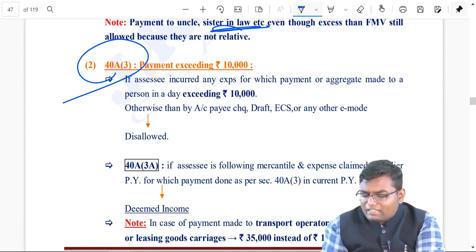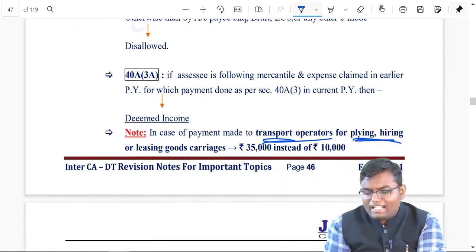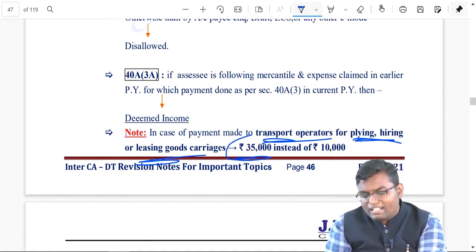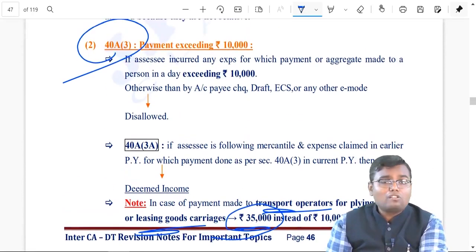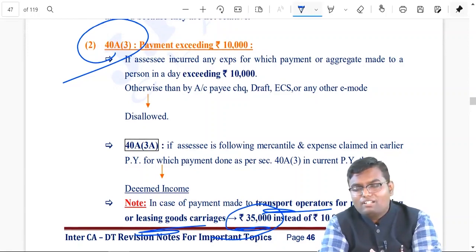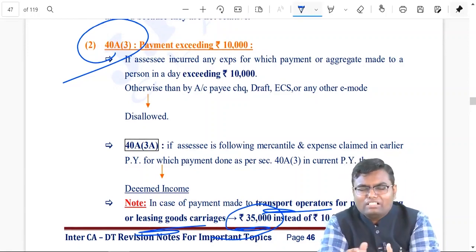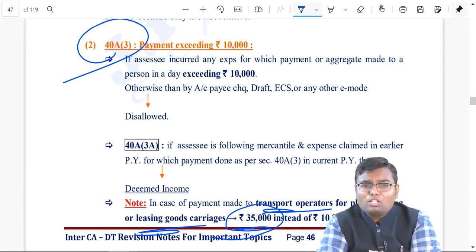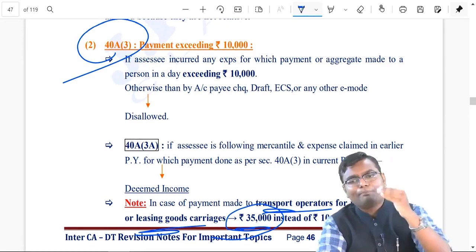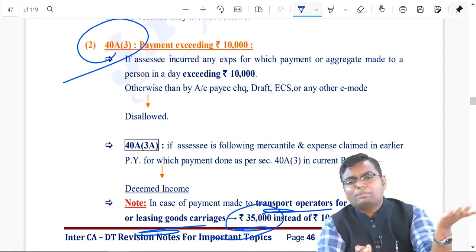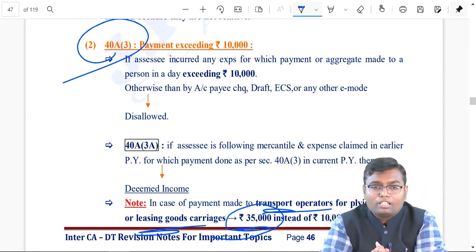If the payment is done to a transport operator who is plying, hiring, leasing of goods carriage, then the limit of 10,000 will be replaced with a limit of 35,000. This was also asked in the July 21 exam, wherein for a transport operator they have given in cash 12,000 or 11,000. Remember, for a transport operator the limit is 35,000. Up to 35,000 you can pay. Over that you can't pay. For every other person the limit will be 10,000.